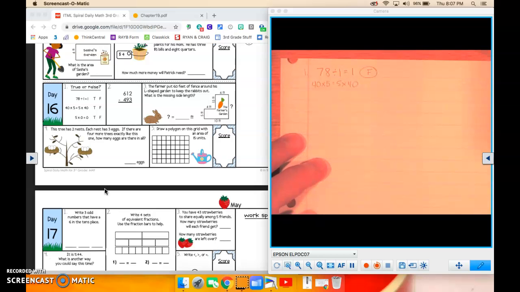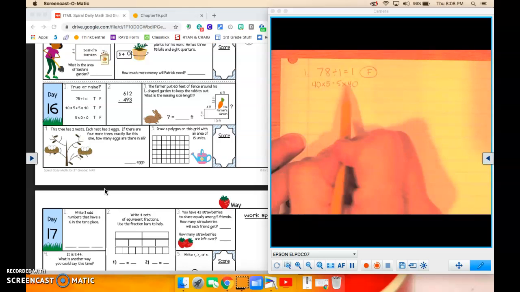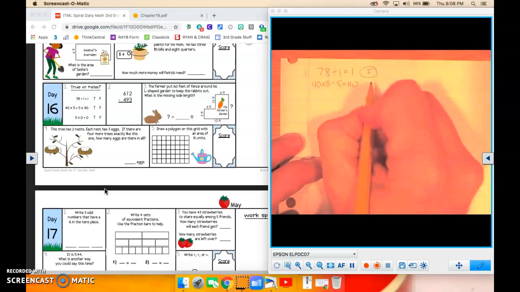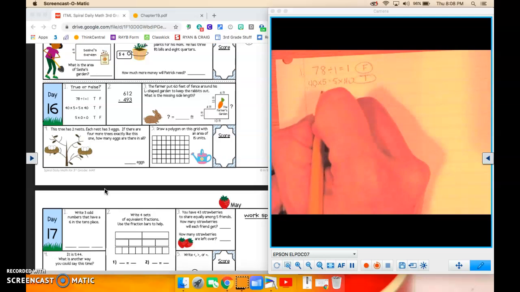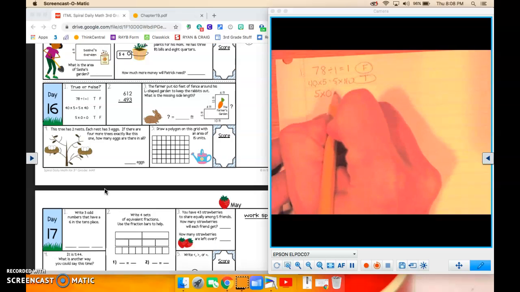Second piece of that is 40 times 5 equals 5 times 40. True or false? Anyone know the name of that? What property of multiplication is that? Remember? Is it associative? Are you associating something with something else? Is it distributive? Are you distributing it into different sections and adding? No. Commutative. It's commutative. Doesn't matter. This way, this way, doesn't matter. It's the same thing. True.